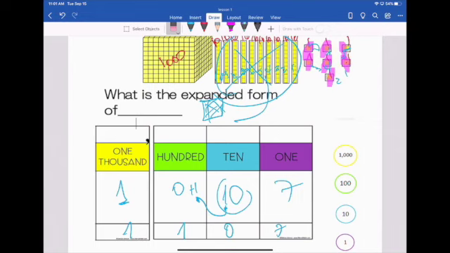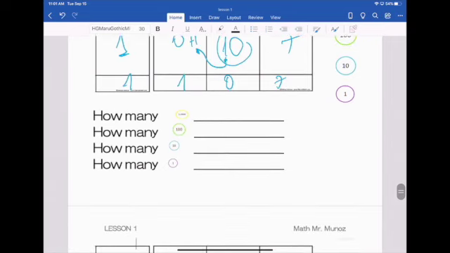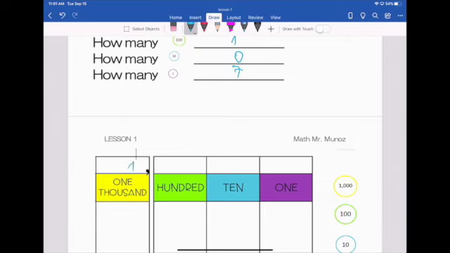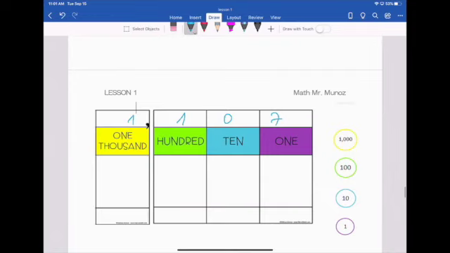After this, we are in a condition to try to do our expanded form. It's always good to remember we have 1,000, 100, 0 tens, and 7 ones. So when you write the number here, 1107, we start with the first one, we see the second one, we don't have anything, and this is 7. So that's why we have the expanded form.